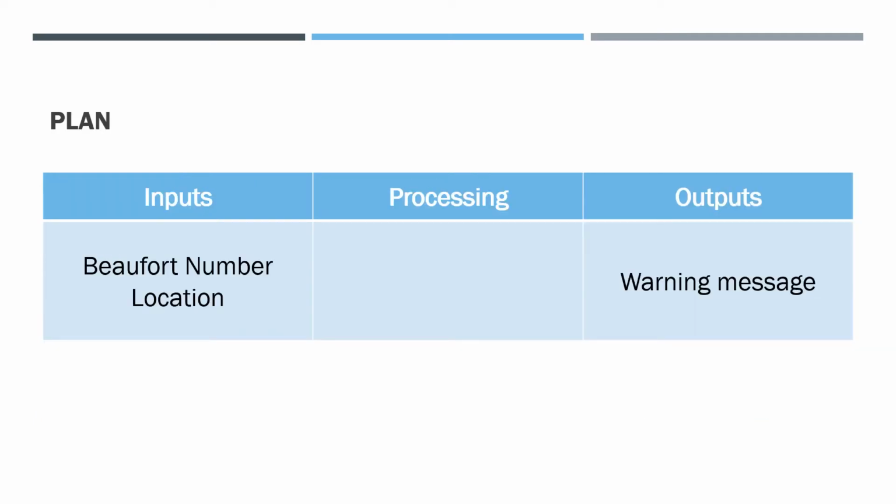So we're going to create a program where the user inputs the Beaufort number and a location, the name of a location, and it outputs a warning message. In order to turn the inputs into the outputs, we've got to convert the Beaufort number into a wind name, such as strong gale or hurricane, and we've got to concatenate the full message with the type of wind, the location, and just make it up into a proper sentence.